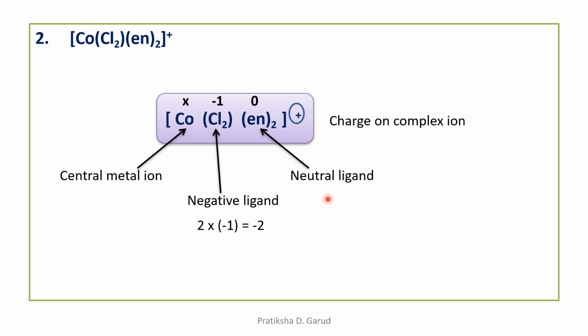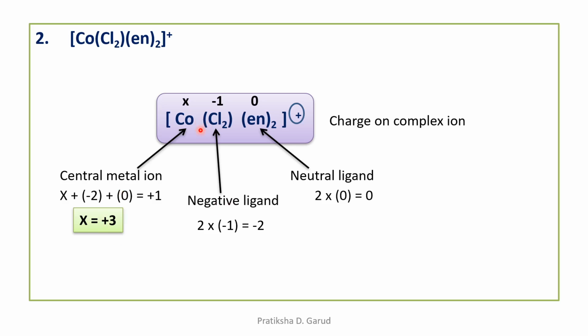And then for ethylene diamine, there are 2 ethylene diamine, it becomes 2 into 0, which is equals to 0. And hence for the central metal ion, we can write it is X plus -2 plus 0, which is equals to +1. This +1 is the charge on the complex ion, and hence we can write X is equals to +3. So the oxidation state or the number of this cobalt is +3.